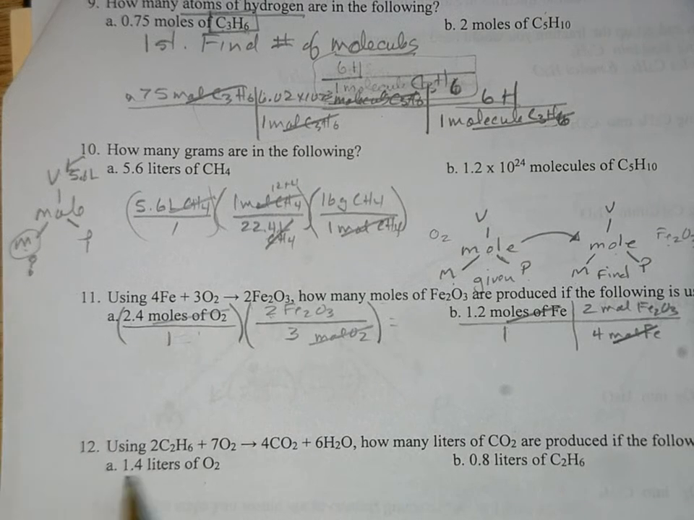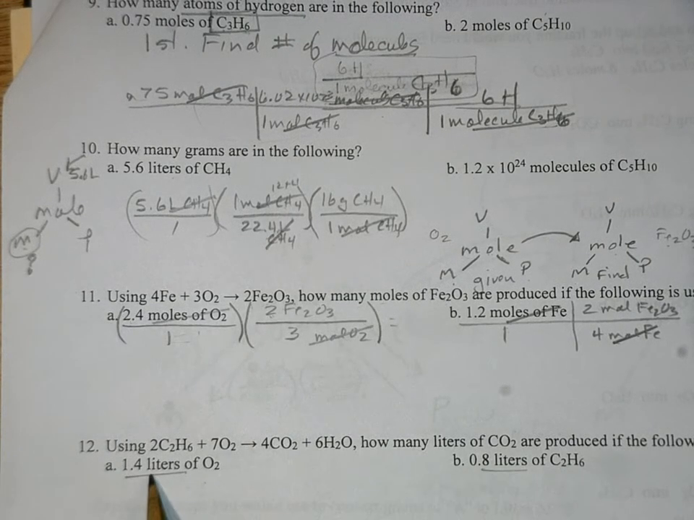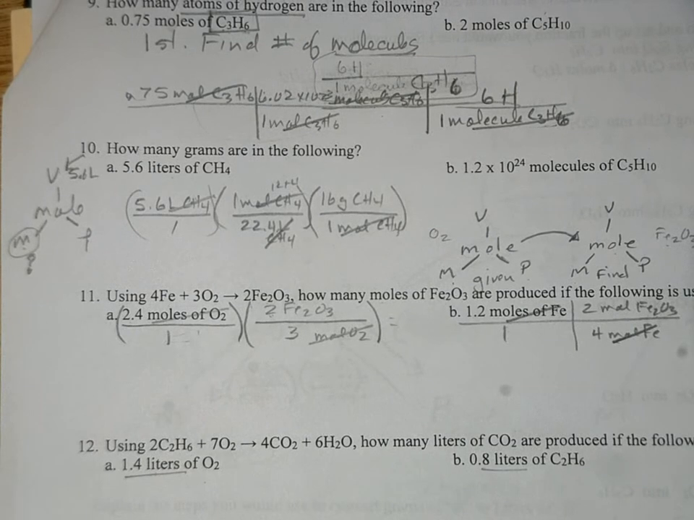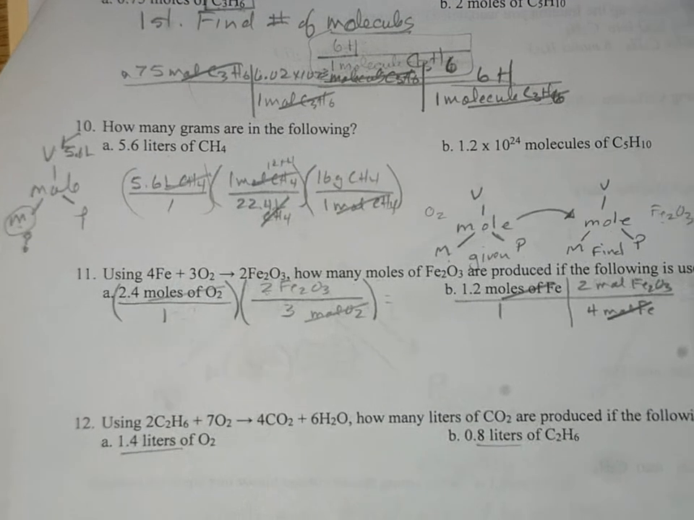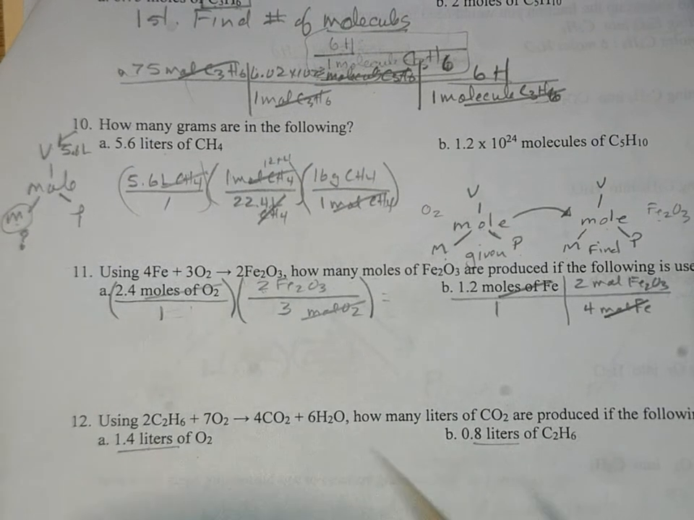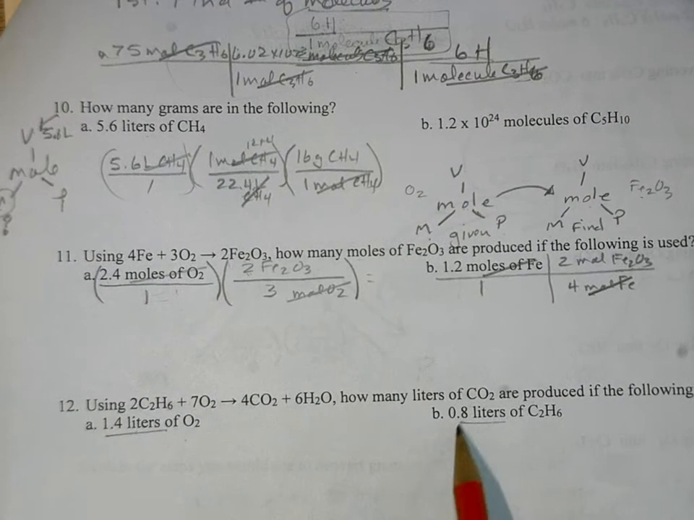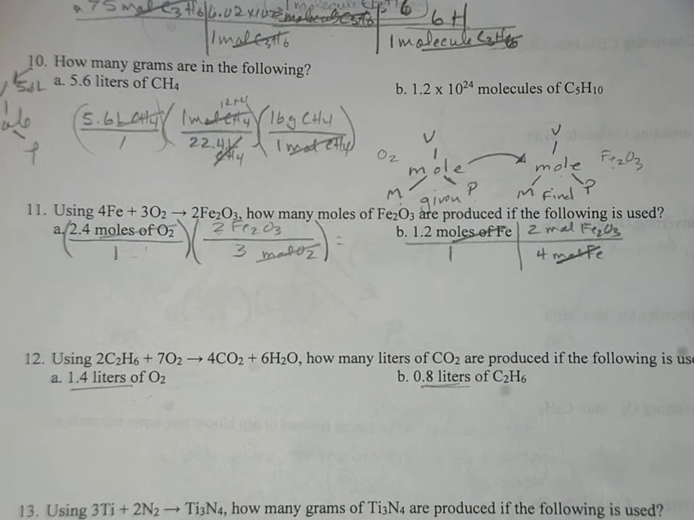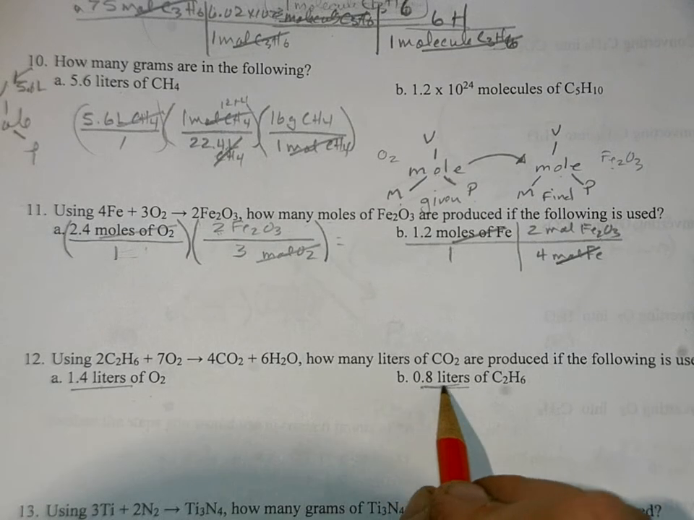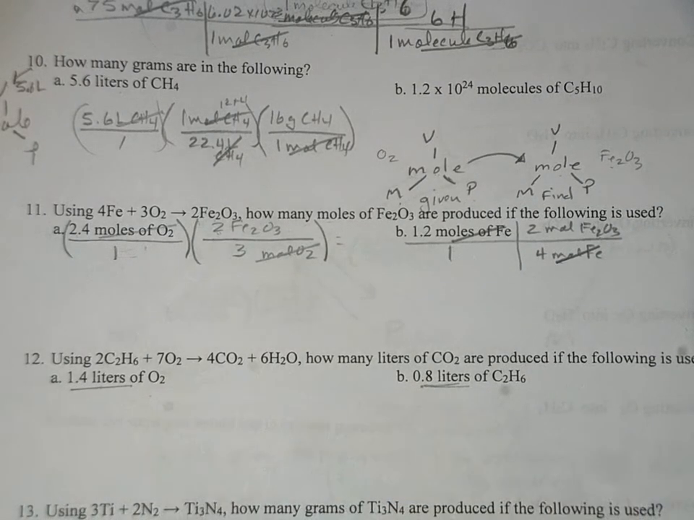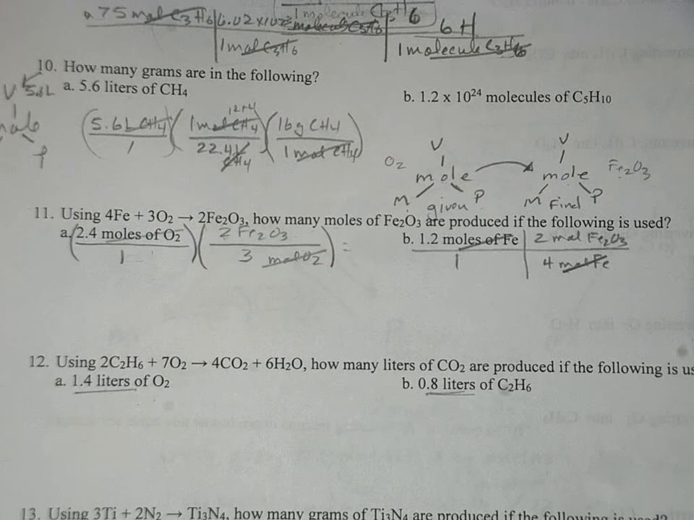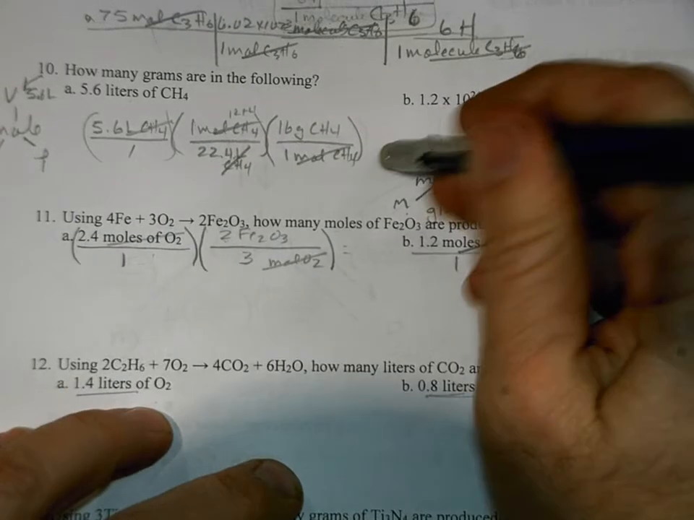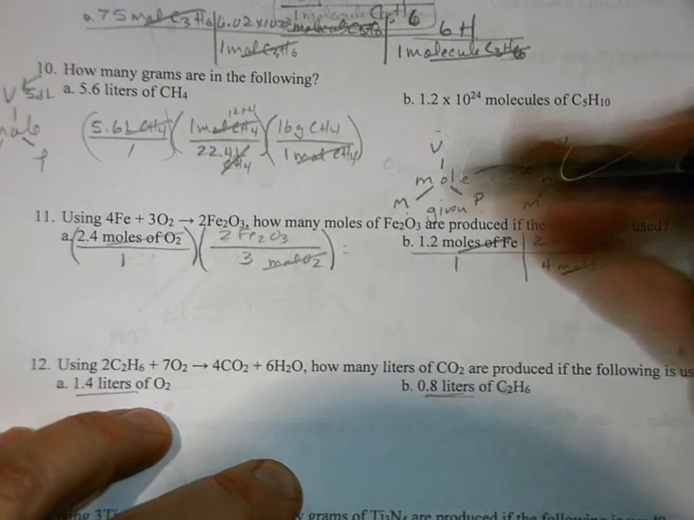On this next one, A and B, we're looking for liters of something. I was going to do the A here, but in class I went over all the A's, so I'm going to go over and do the B right here. So set up this one here. We're given 0.8 liters of this. So on my little triangle up at the top, I'm going to just erase this stuff on the side.